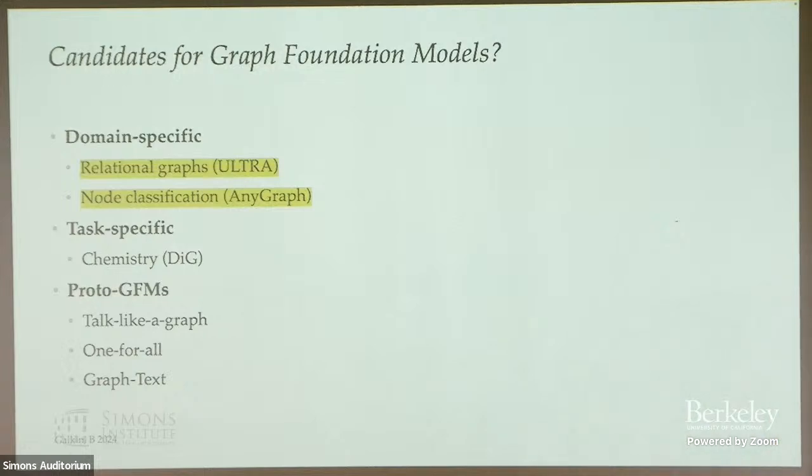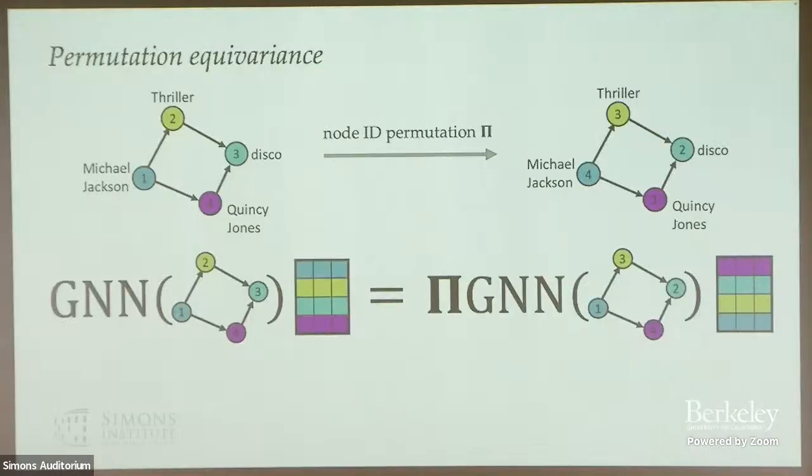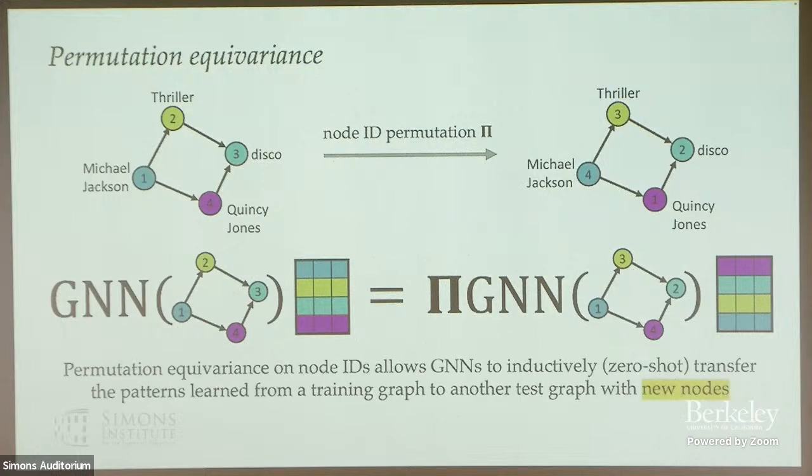And let's start with relational graphs, with knowledge graphs. This is the work called Ultra by Maxim Galkin, my collaborator. So the first thing to note is that we have already seen permutation invariance. Permutation invariance is very important because it allows you to abstract out the node IDs. And what it allows GNNs to do is inductively transfer the patterns that you learned from the training graph to another graph that you have never seen before, basically to new nodes.